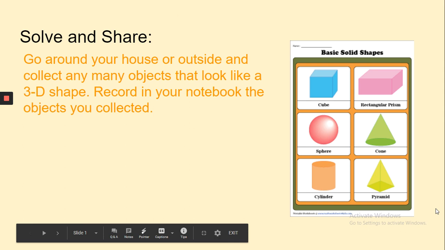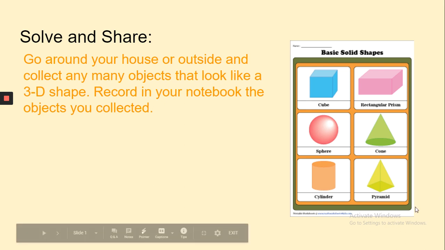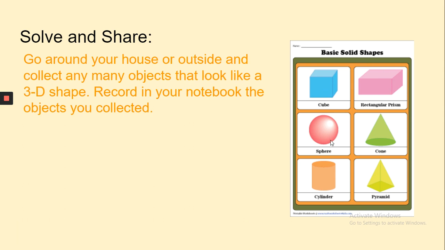So I want you to either go around your house or you can go outside and collect as many objects that you can find that look like a 3D shape. Then after you collect your objects, you can record them in your notebook, all the ones that you've collected. You can find different objects around your house or outside that look like a cube, a rectangular prism, sphere, cone, cylinder, or a pyramid.